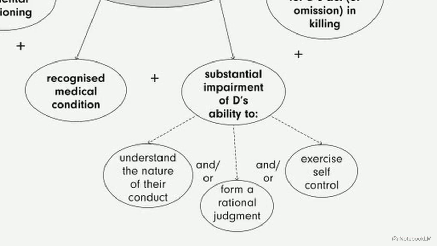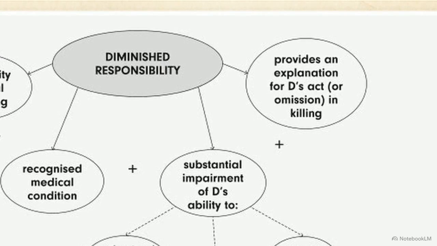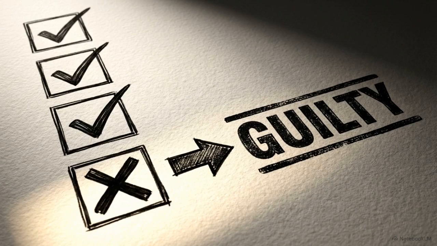The third requirement: the condition must substantially impair the defendant's ability to understand their conduct, form a rational judgment, or exercise self-control. Finally, there must be a causal link. The abnormality must provide an explanation for the act of killing. The statute is ruthless. Failing to satisfy even one of these 4 nodes collapses the entire defense instantly.